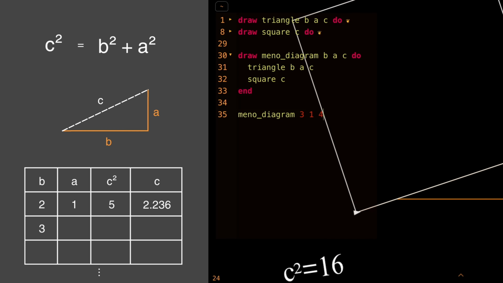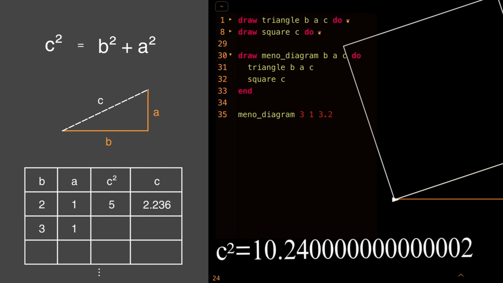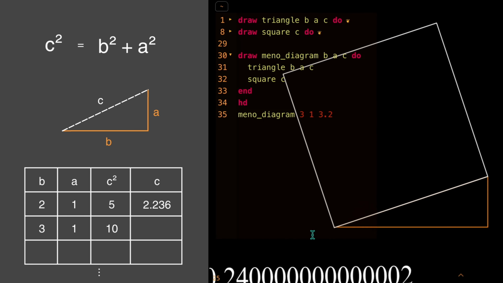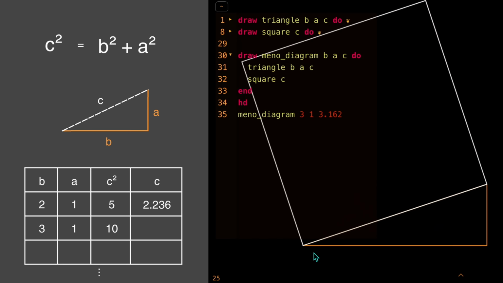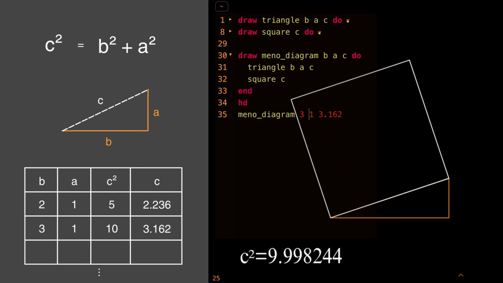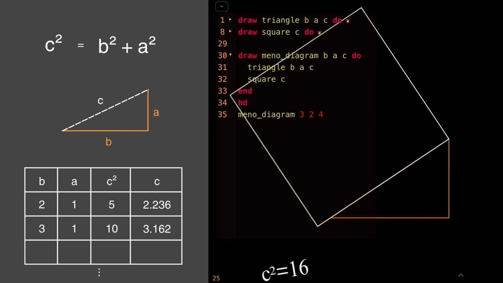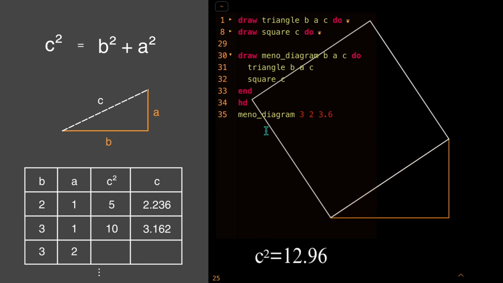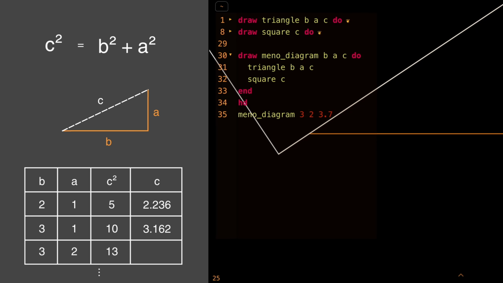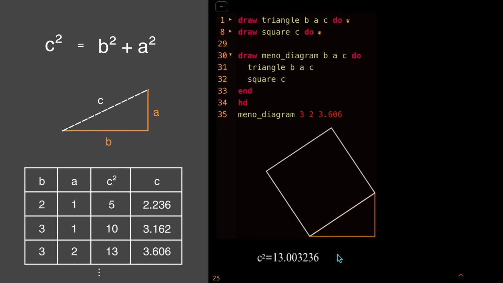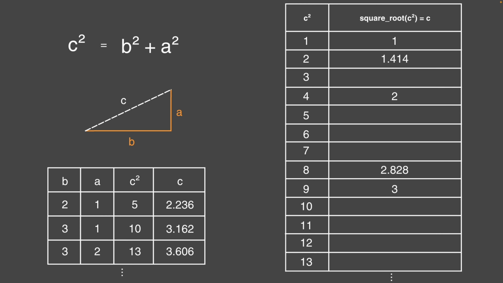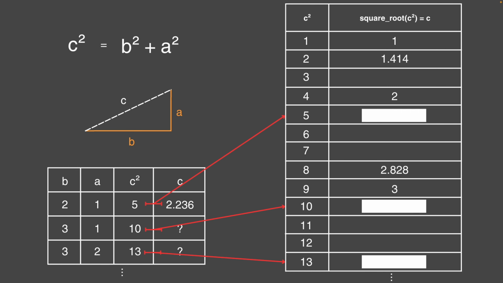We have to draw b equals to 3 and a equals to 1 next. This means c squared should be 10. By measuring the hypotenuse of this triangle, we get c is equals to 3.162. Keeping b the same and changing a to 2 instead gives us c squared equals to 13. Once again, using the hypotenuse, we get c is equals to 3.606. Continue this and we start filling up even more gaps in our square root table.